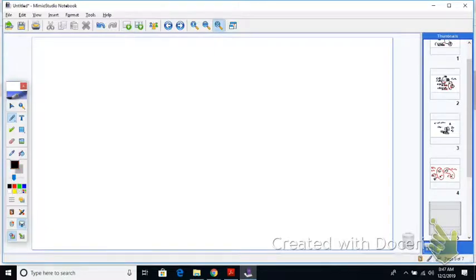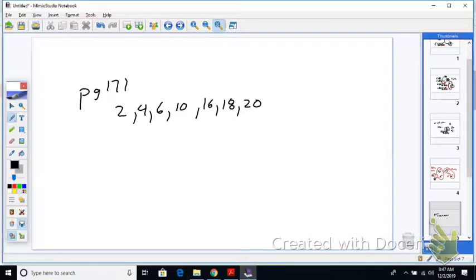So, your assignment is on page 171. You're going to do the evens: 2, 4, 6, 10, 16, 18, and 20. Each of them has A, B, C, D. So 2 through 20: 2, 4, 6, 10, 16, 18, 20.